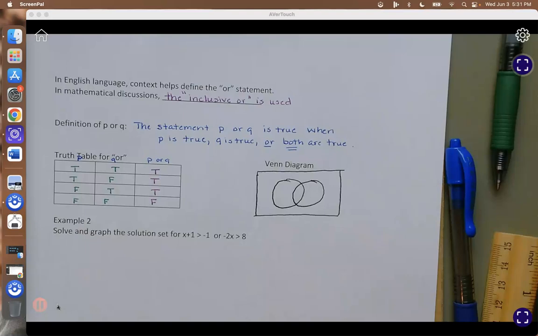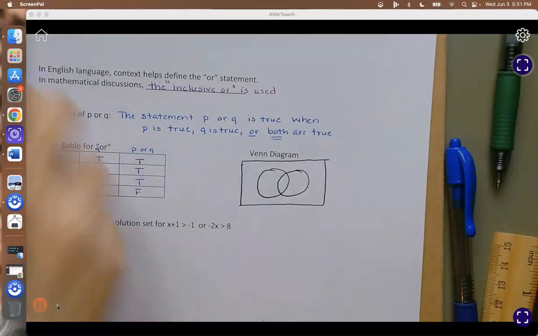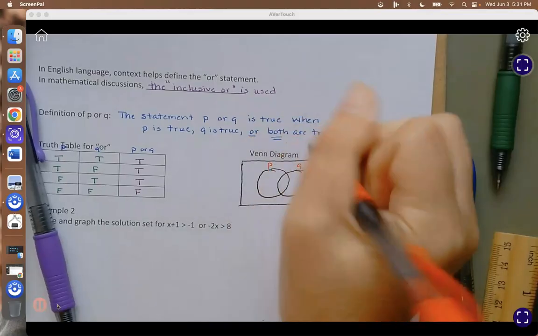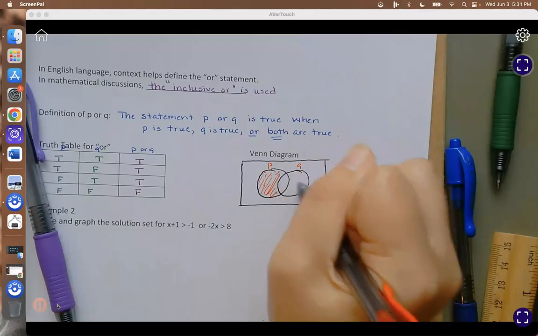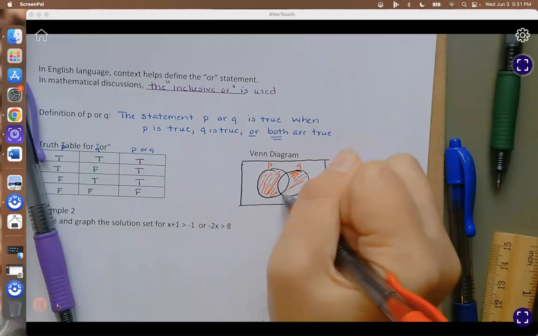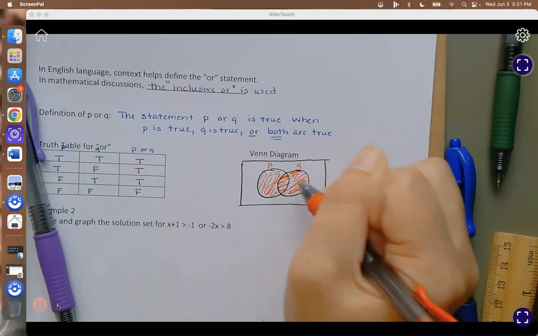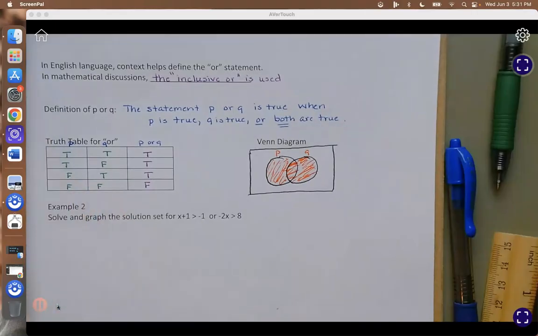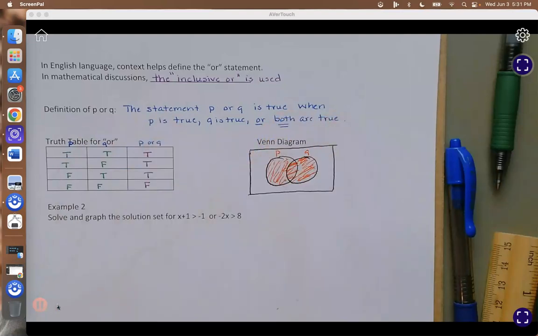Okay, when it says P or Q, so let's go over here. We got P, we got Q. So P can be true, Q can be true, or both. So it's all the circles for or. Okay, so that's looking at it from statement version, truth table version, Venn diagram.